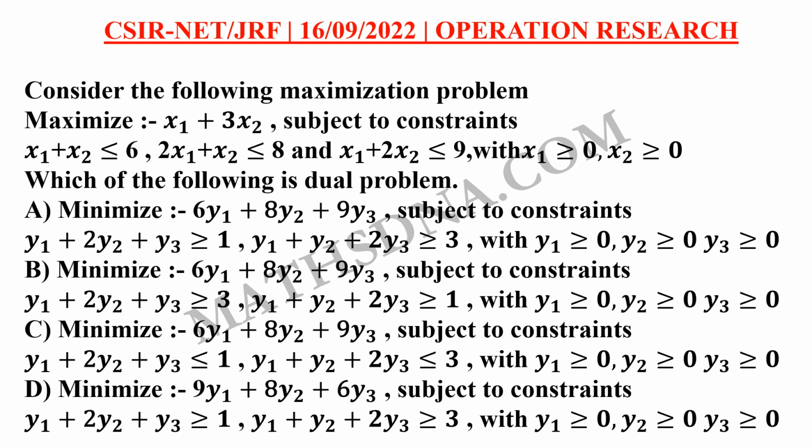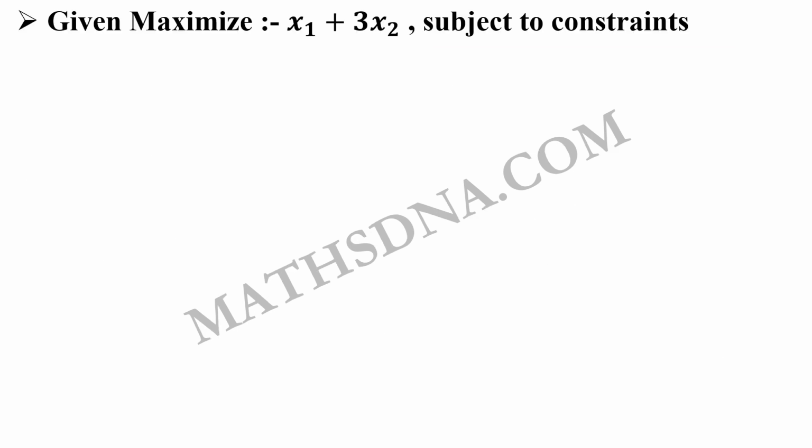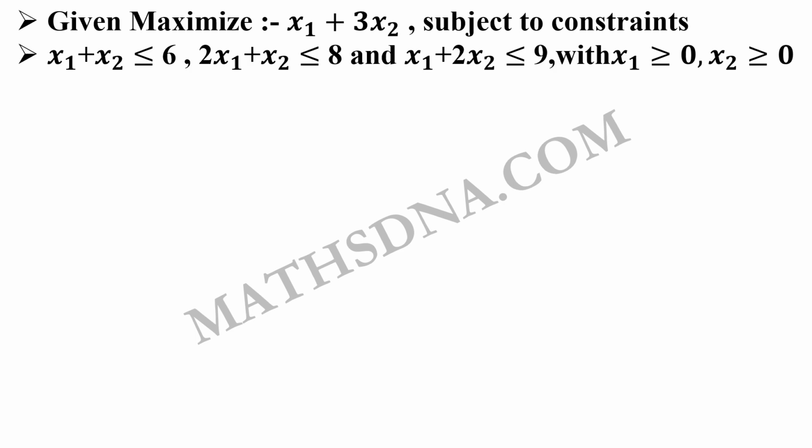Let us solve this question. This was the easiest question from the paper. How do we solve this? Let us see. It is given to us that maximize x1 plus 3x2 and the constraints are x1 plus x2 less than equals to 6, 2x1 plus x2 less than equals to 8 and x1 plus 2x2 less than equals to 9 with two non-negative conditions. And we have to make the dual of this problem.